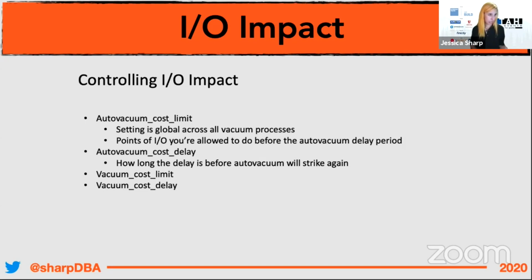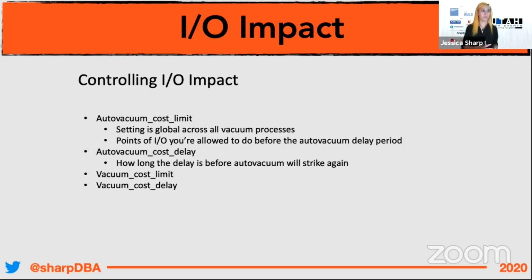Okay, so now we understand IO points, or we at least know what things trigger IO points. So your auto vacuum cost limit, these are the two parameters that are the big ones around your IO impact, to control that, to modify that. Auto vacuum cost limit is a global setting for all of your auto vacuum processes. You cannot set a cost limit per auto vacuum process. It's for all of them. And this is the total IO points that you're allowed to do before the auto vacuum delay period kicks in.